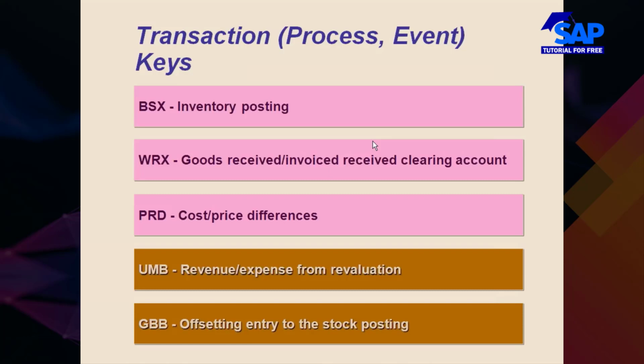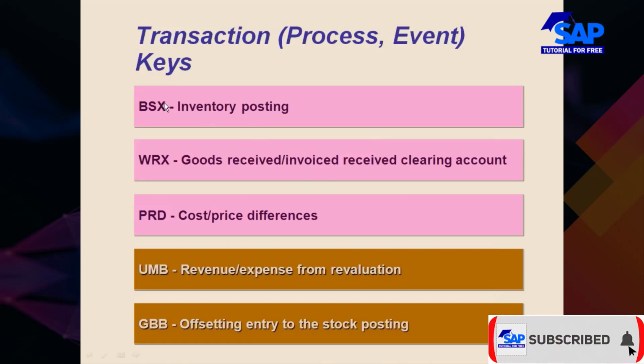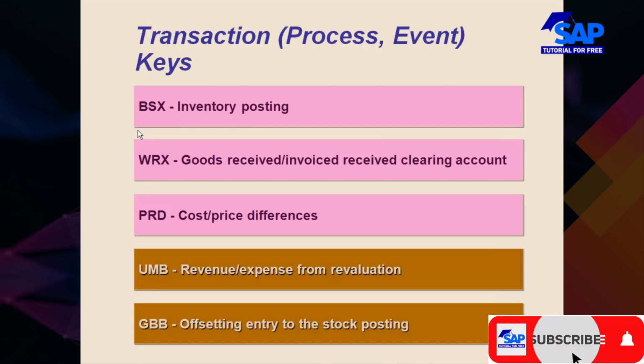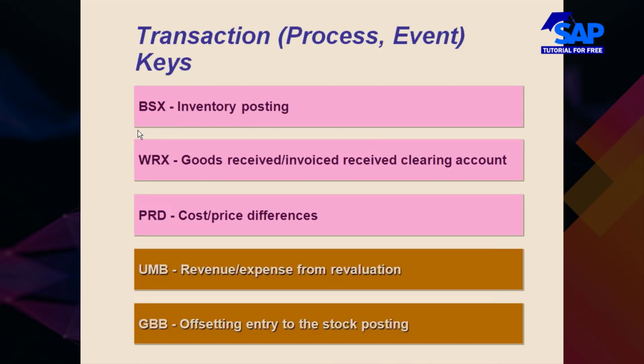So these are some of the transaction event keys. BSX is meant for inventory posting. That is, BSX is the transaction event key which is used to post into the stock account. Similarly, you saw yesterday WRX, which is the goods received, invoice received clearing account, which will be updated at both goods receipt time and at the time of invoice receipt.